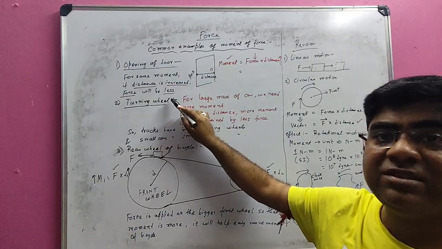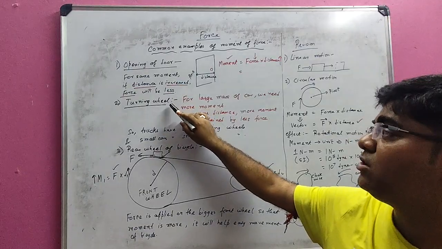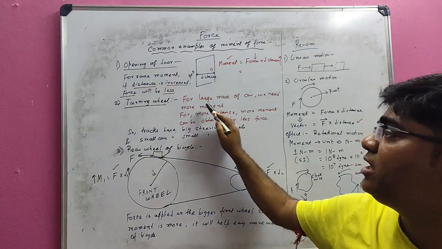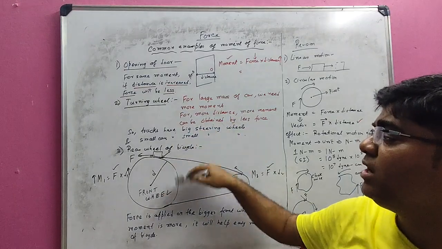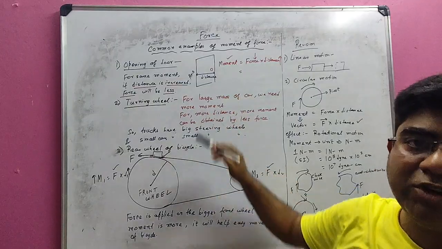Not only that, you have seen some F1 cars have big wheels. The lorries and trucks have huge mass, so they need big steering wheels, because if you use a big steering wheel, then the distance of application of force will become more and the moment will become more.